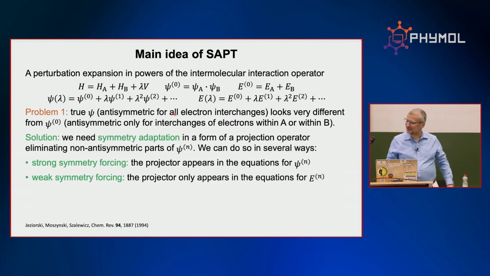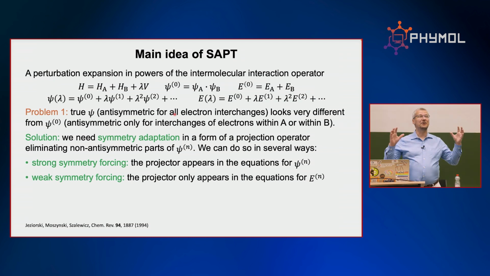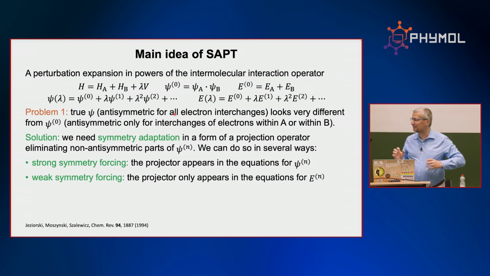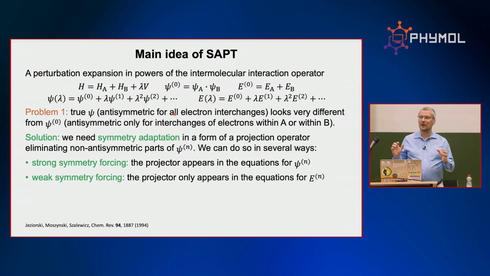And the solution of this problem is symmetry adaptation. This is why it's symmetry-adapted perturbation theory and not just perturbation theory. And the symmetry refers to the permutational symmetry of the wave function. We could imagine that because the parts of the wave function don't have the right permutational symmetry, we need to apply to them a symmetry projector, an anti-symmetrizer, to make them anti-symmetric. And that's the general idea of SAPT, the symmetry adaptation. Now there's more than one SAPT. We can do it in several ways, depending on where exactly we throw in the projection operators.